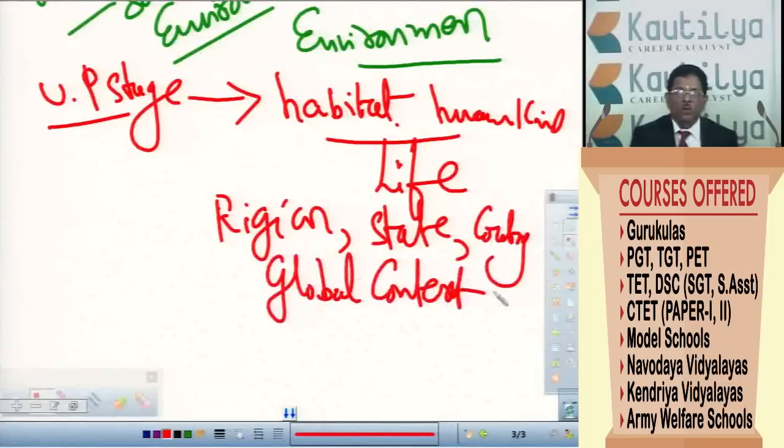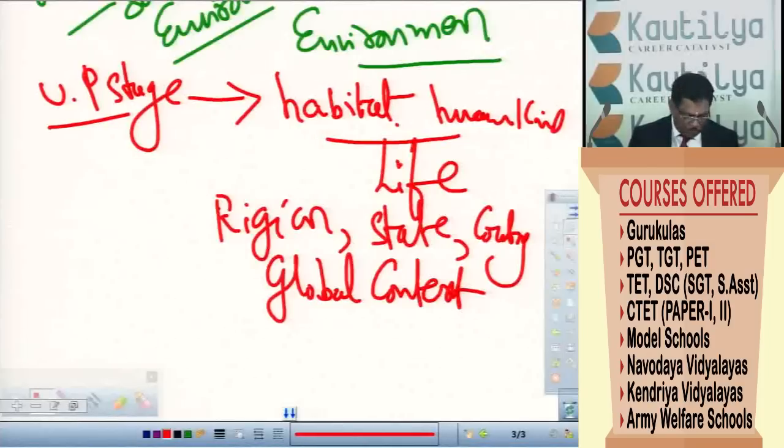Here you see, slowly we are promoting the knowledge and the skills of the learner at upper primary stage. In the global context, the child must know about his own region, his native state, his native culture, his native heritage, his native country, how they vary from society to society, from global context to local context. All these things can be inculcated at upper primary stage.